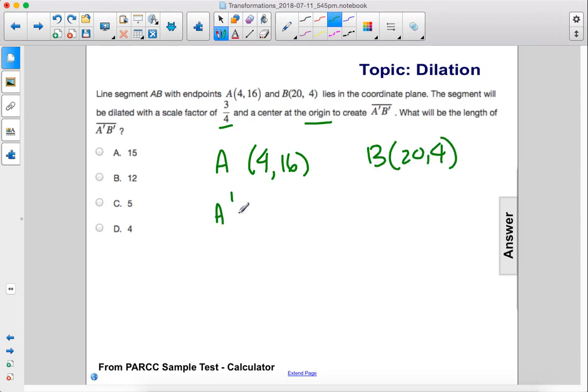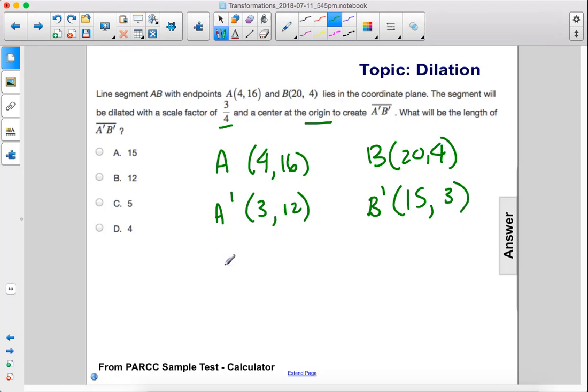To find the coordinates of A', you just multiply each of these by 3/4. So 4 times 3/4 is 3. 16 times 3/4 is 12. B' would have 20 times 3/4, which is 15. 4 times 3/4 is 3.